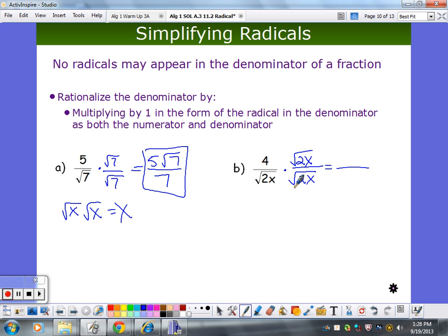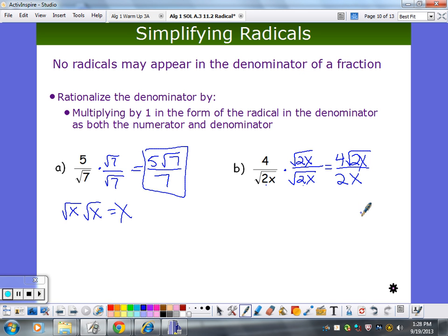Well, let's do the denominator first. You already told me square root of 2x, square root of 2x. Well, it's going to come out. You get 2x. What is 4 times the square root of 2x? 4 times the square root of 2x. Here it is.